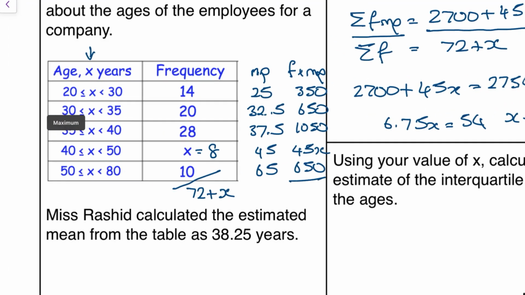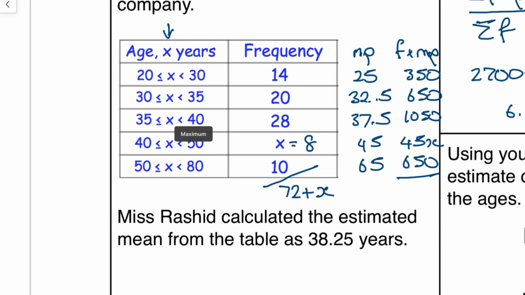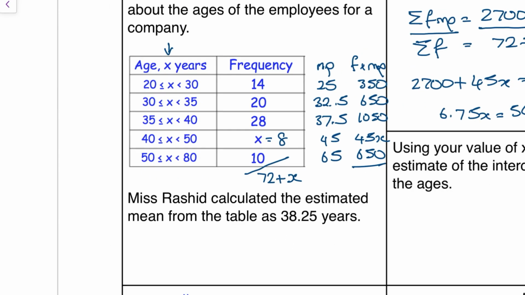Okay, in order to do the interquartile range, I need cumulative frequency. So this set here is between 0 and 14. This is between 14 and 34. Well, I'm adding these frequencies each time. So add 28 gives me 62. Adding 8 gives me 70, and adding 10 gives me 80.